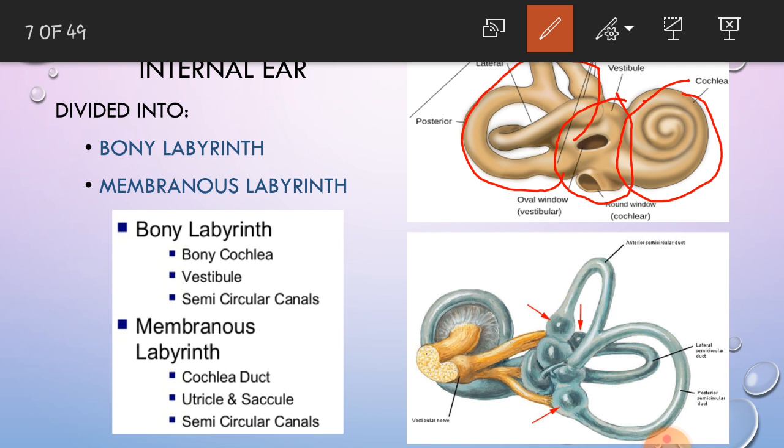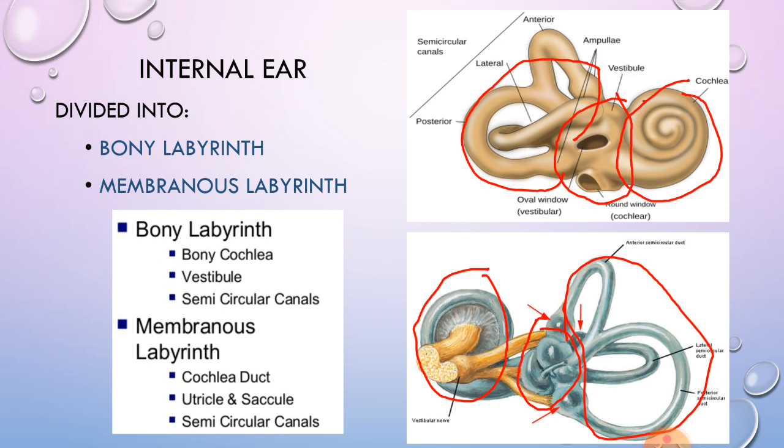In the diagram below, which is showing the membranous labyrinth, you can see that this is the cochlear duct, which lies within the bony cochlea. Then these bodies are the utricle and saccule, which are present inside the bony vestibule of the bony labyrinth. And third, these three are the semicircular canals or semicircular ducts, which are present within the three bony canals of the bony labyrinth. Okay?